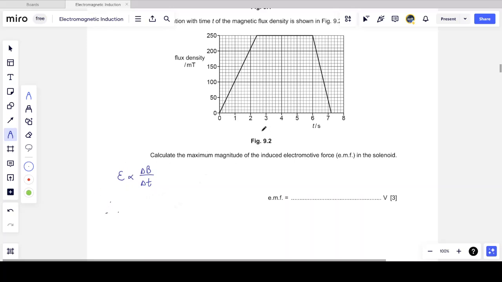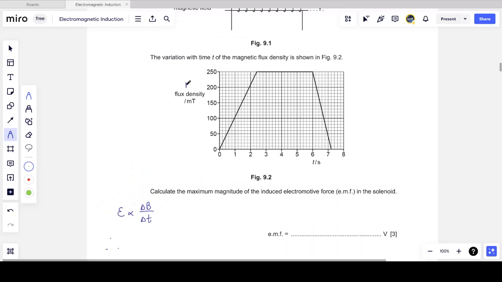So if I look at a graph of B against T, flux density being B and time being T, the rate of change of this graph is delta B over delta T. So if I want the maximum magnitude, so I'm not really bothered about the sign here, increasing or decreasing, if I want the maximum magnitude of the EMF, I need to look at where the graph is changing the quickest, where the change is the most rapid.